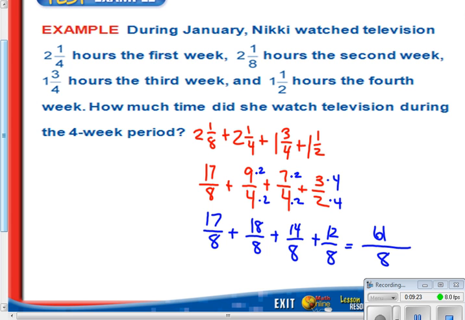Now she watched 61/8 of TV in 4 weeks. What you might want to do there is actually convert it. 61/8 is going to convert to 7 5/8 hours. Much easier to envision. So basically, if you think about it, the 5/8 is close to 4/8. 4/8 is a half. So basically she watched just over 7.5 hours of TV in 4 weeks. This concludes our lesson on 2-6, adding and subtracting unlike denominators.